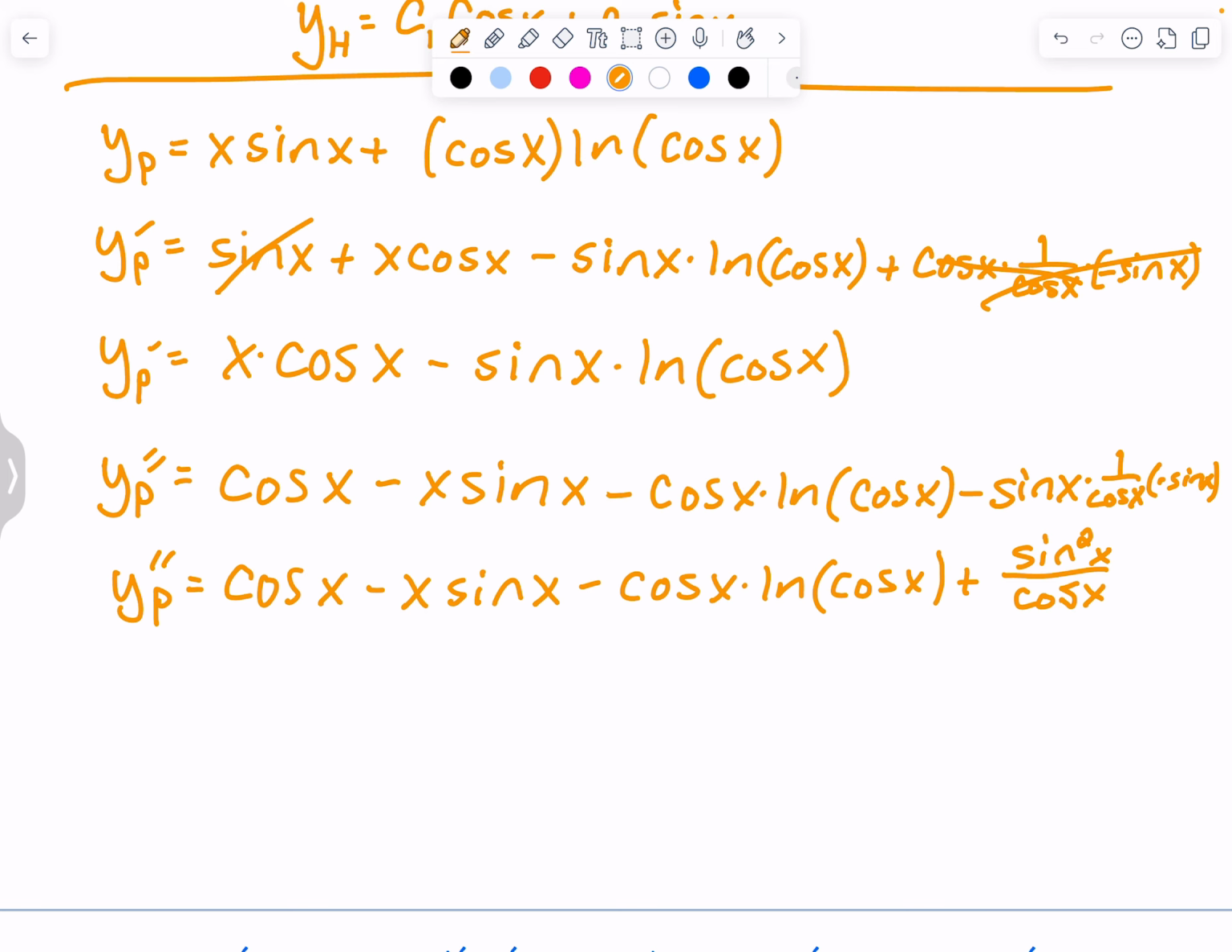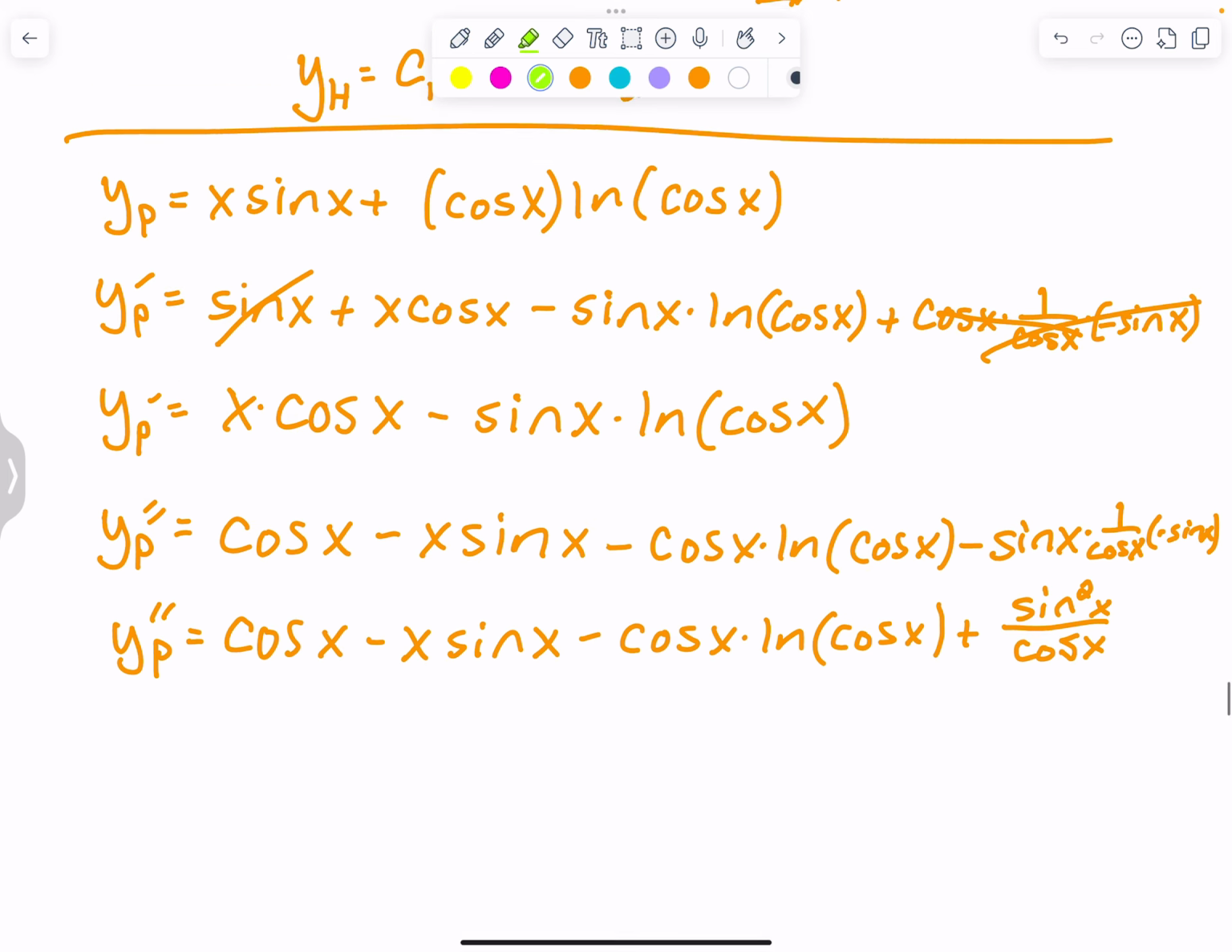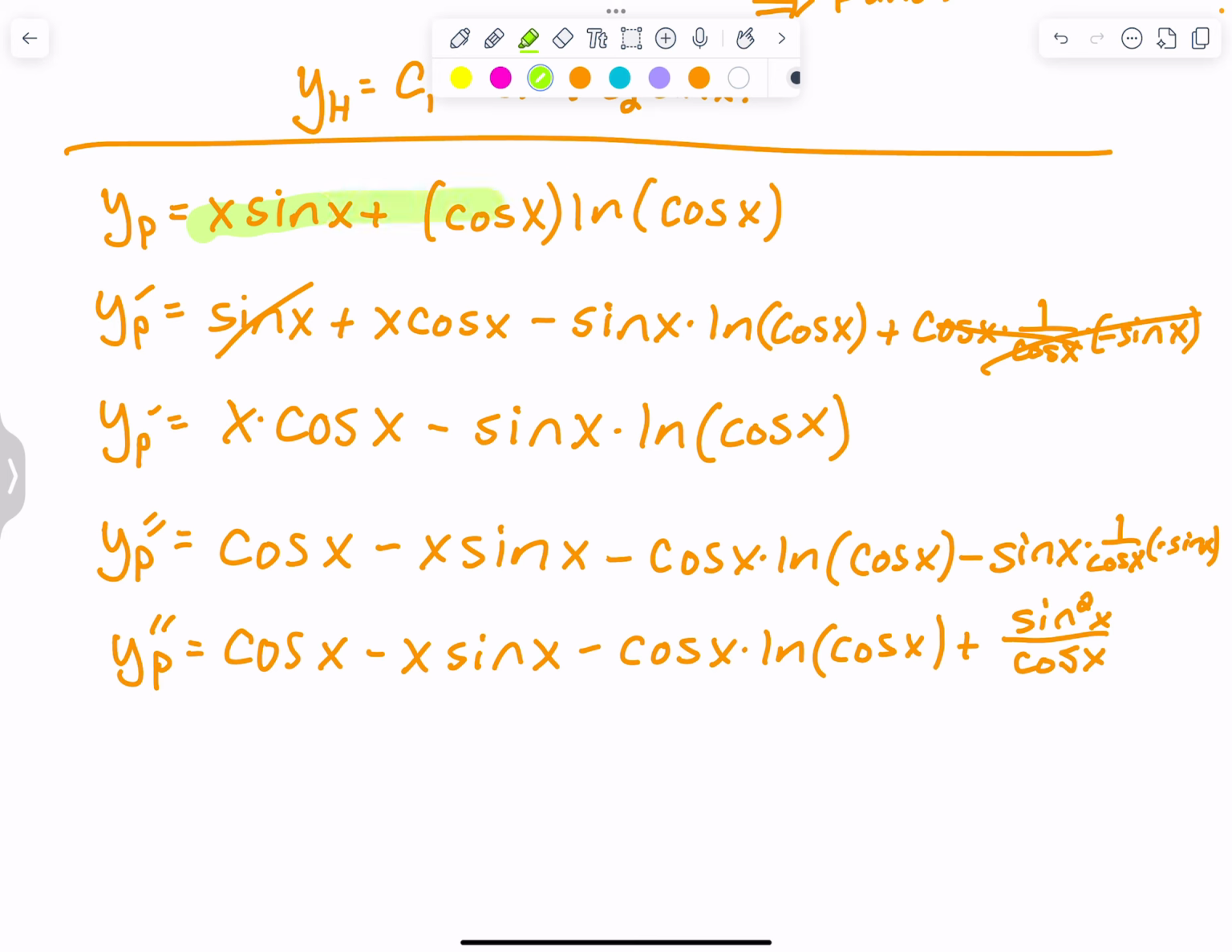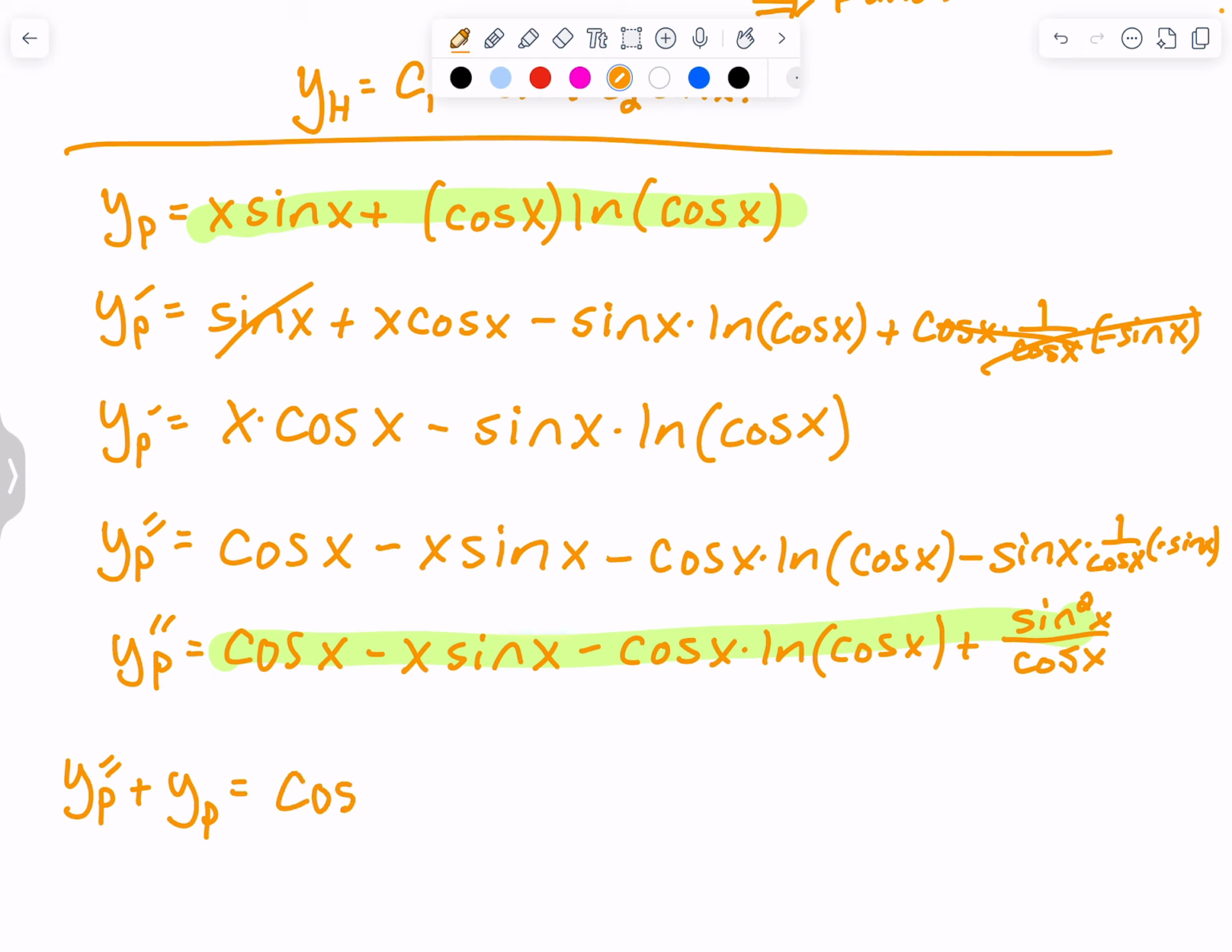All right, now we're checking our differential equation, and I need to add these two and get a secant. So y sub p double prime plus y sub p. Okay, and then things are going to go away, thankfully. That cosine x is still there, the x sine x goes away, the weird negative cosine ln term is going away, and then I'm just left with sine squared x over cosine x.